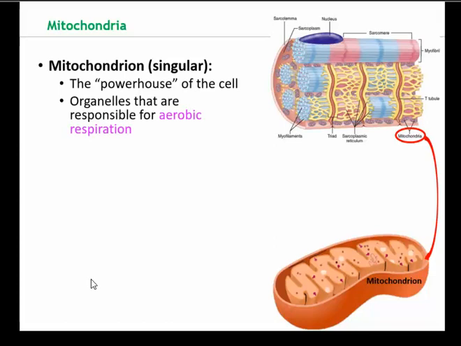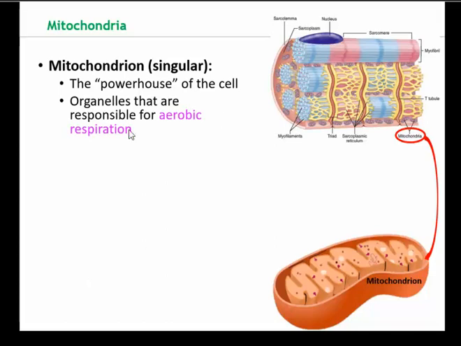Before we continue learning about the ETC, we have to understand where it takes place. It takes place in the mitochondria, or when we say mitochondrion, that's singular, meaning one mitochondria. We probably already know that the mitochondria is the powerhouse of the cell. This is where the most ATP, or energy, is produced. They are organelles that are responsible for aerobic metabolism.